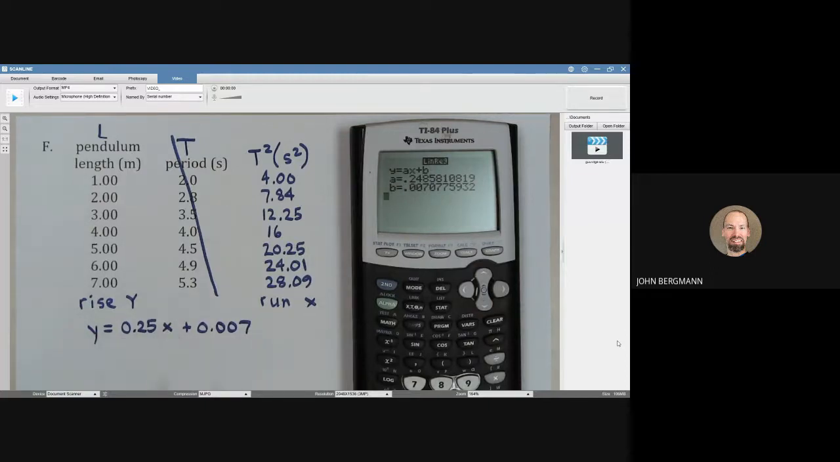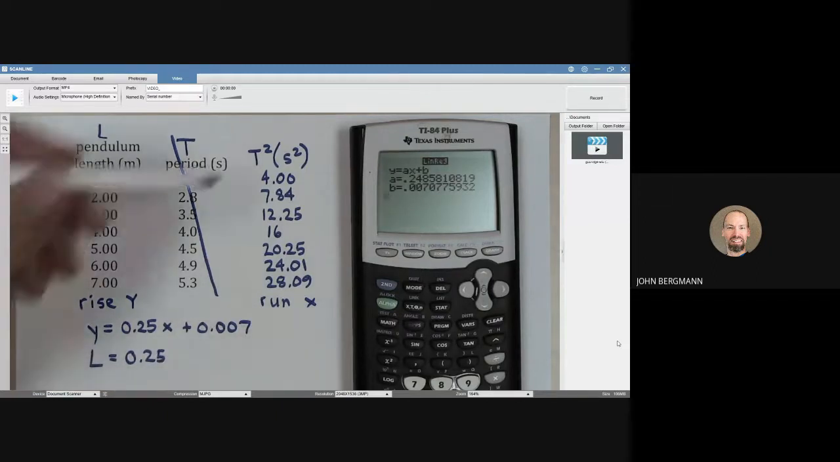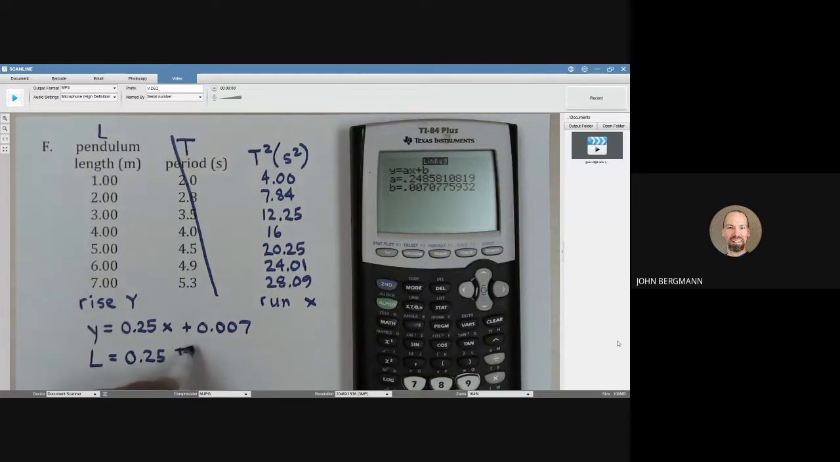Now, for the last time, don't leave these as generic x and y. You need to use the variables that are in the problem. So the y values here are L. I'm going to leave the 0.25 there as it is. But what's x? Now, x is not t. X is t squared. So put that in there like that.